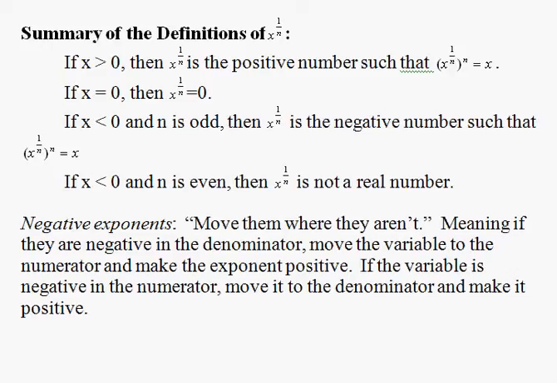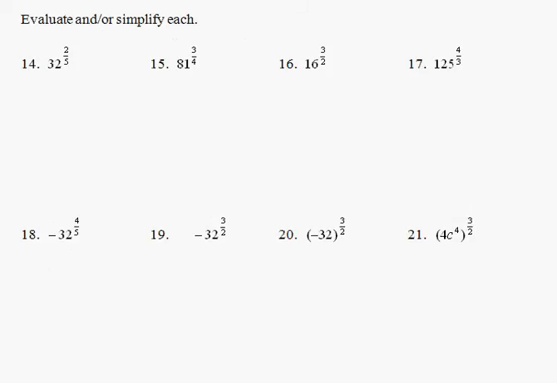Negative exponents, the rule is move them where they aren't. Meaning if you have a negative exponent in the denominator, we want to move the variable to the numerator to make the exponent positive. If we have a variable that is negative in the numerator, move it to the denominator to make it positive. And again, we will see how that works when we get to the problems.